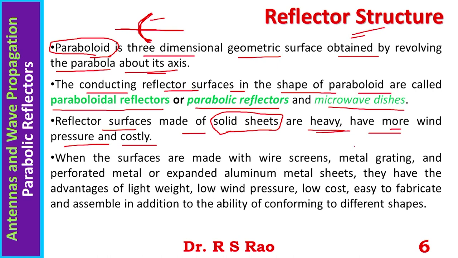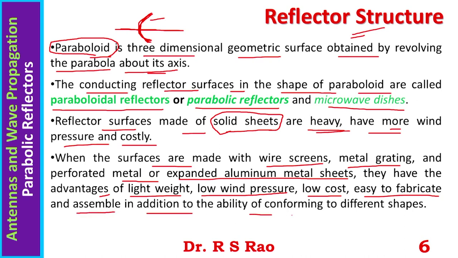They are also costly. To overcome these problems, surfaces are made with wire screens, metal gratings, etc. When surfaces are made with wire screens, metal grating, and perforated metal or expanded aluminum metal sheets, they have the advantages of light weight, low wind pressure, low cost, easy fabrication and assembly, in addition to the ability of conforming to different shapes. So usually they are made with wire screens, not with solid sheets.